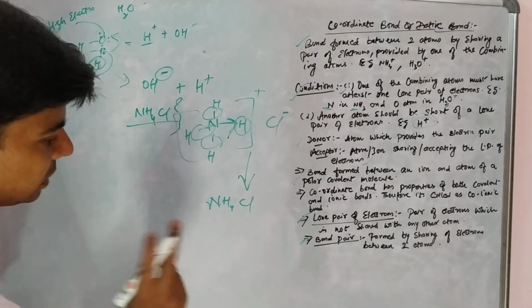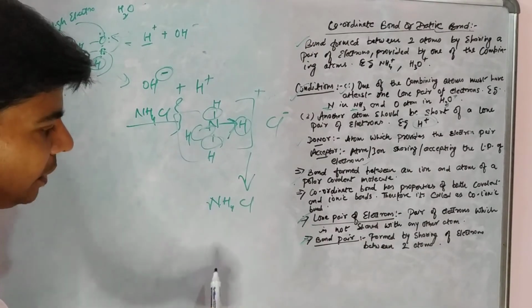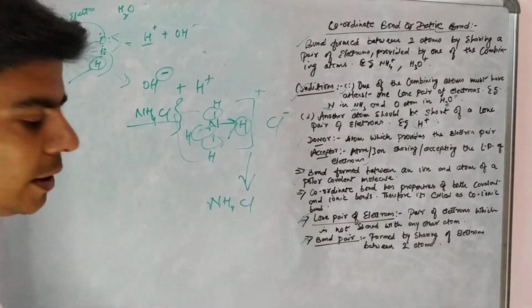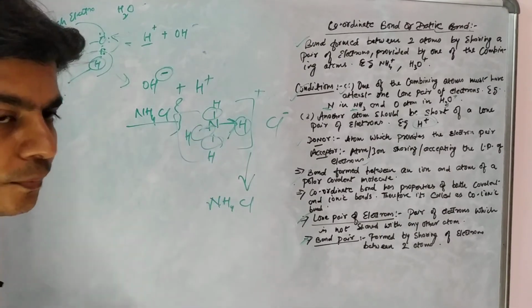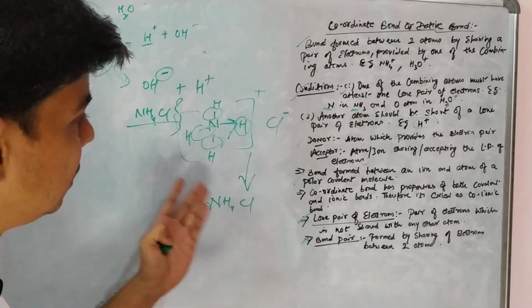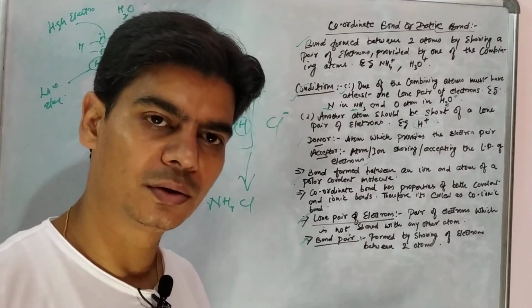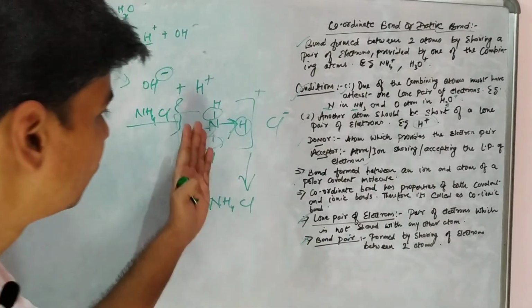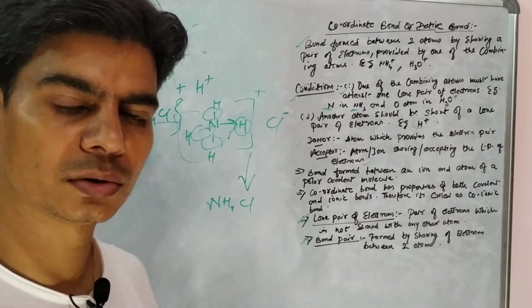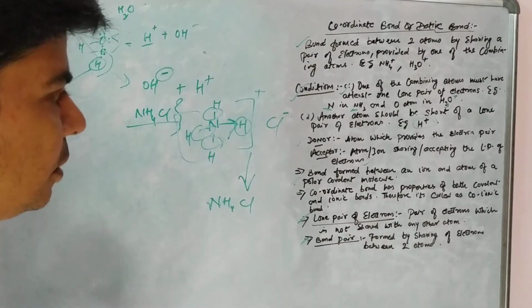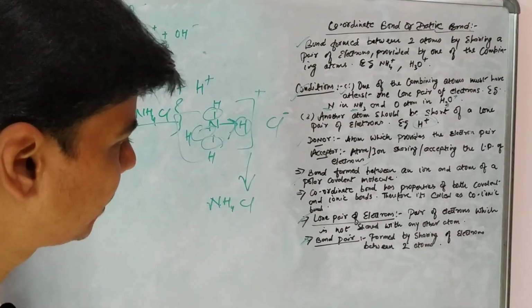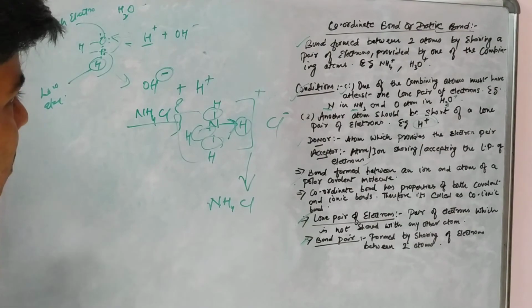So ammonium chloride has three types of bonds: the electrovalent bond, which is due to positive and negative charges on the ammonium and chloride ions, right? And three covalent bonds, right? In the ammonia molecule, we already know there are three. The three hydrogen atoms are bonded to the nitrogen atom via covalent bonds, and there is one coordinate bond to the hydrogen ion. We have already understood that in the beginning of this lecture when we went through the formation of the ammonium ion, right?